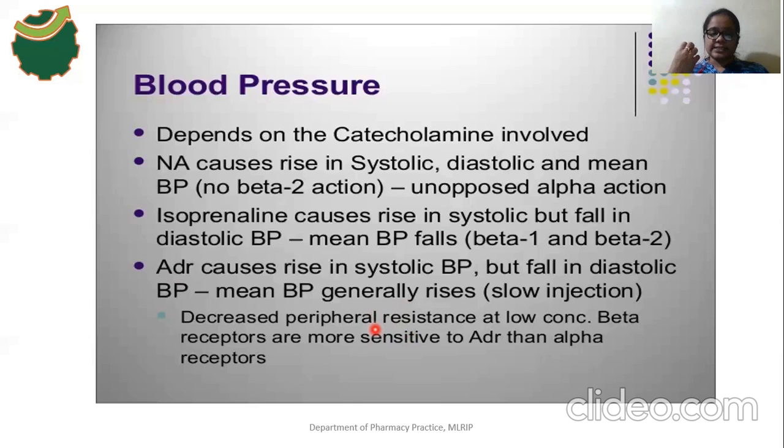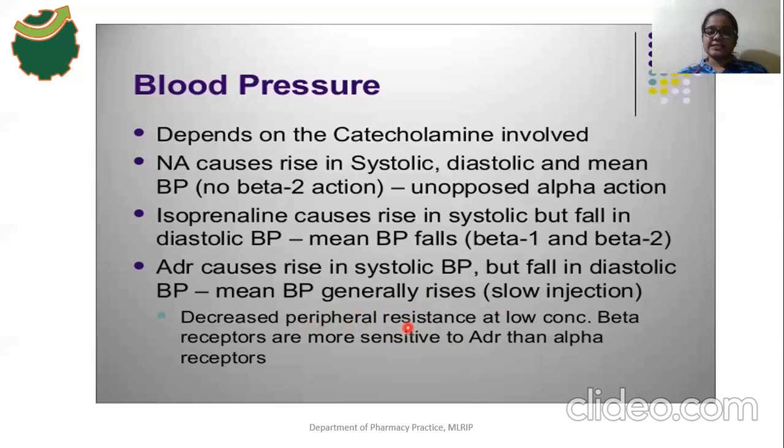Okay, and this resistance will decrease when the arteries are dilated. In vasoconstriction, the resistance increases. In vasodilation, the peripheral resistance decreases. So with a slow IV injection or slow subcutaneous injection, the peripheral resistance decreases, meaning a vasodilation effect is produced.